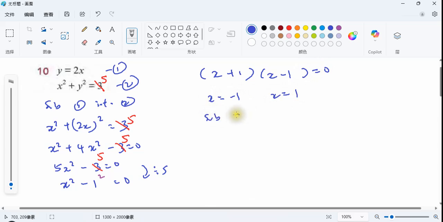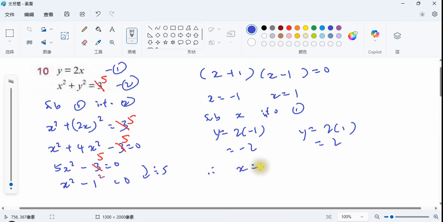Then we sub x into the equation 1. Then we have the y equal to 2 times negative 1 and 2 times 1. Okay. So when x is negative 1, y is negative 2. When x equal to 1, y equal to 2. Okay.